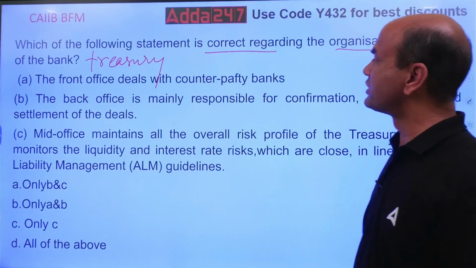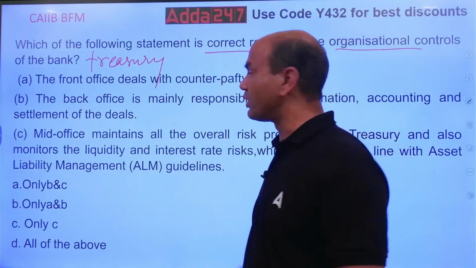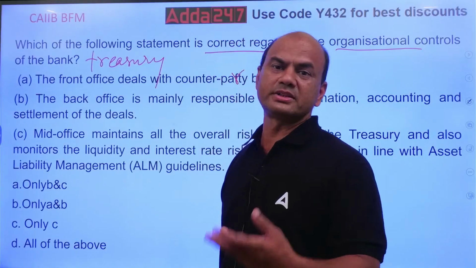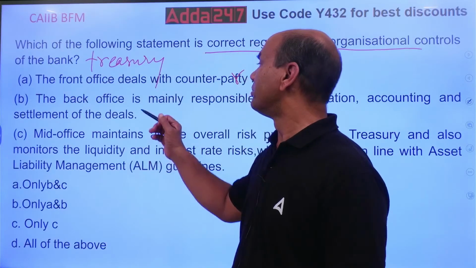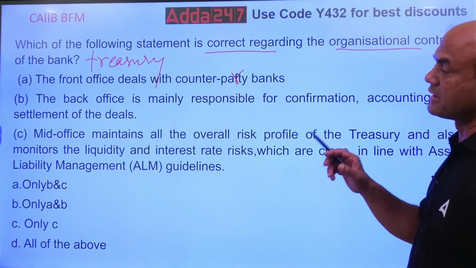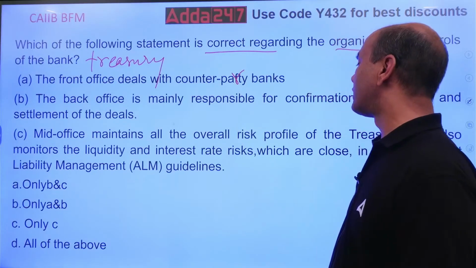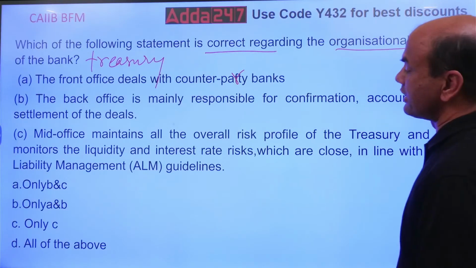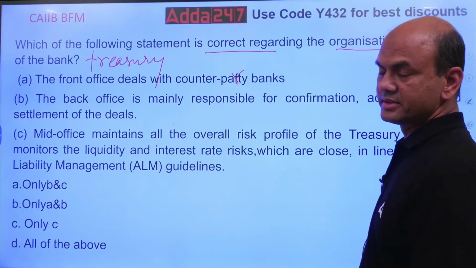The front office deals with counterparty banks. Front office will deal with counterparty banks. Counterparty means opposite party, buyer and seller. If you are the seller, the other party will be the buyer. So front office deals with that. Back office is mainly responsible for confirmation, accounting and settlement of deals. Mid office maintains the overall risk profile of the Treasury and also monitors the liquidity and interest rate risks, which are close in line with the ALM guidelines.